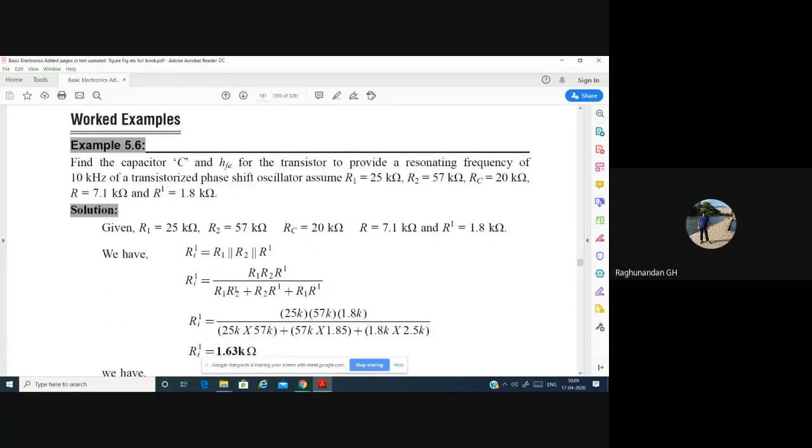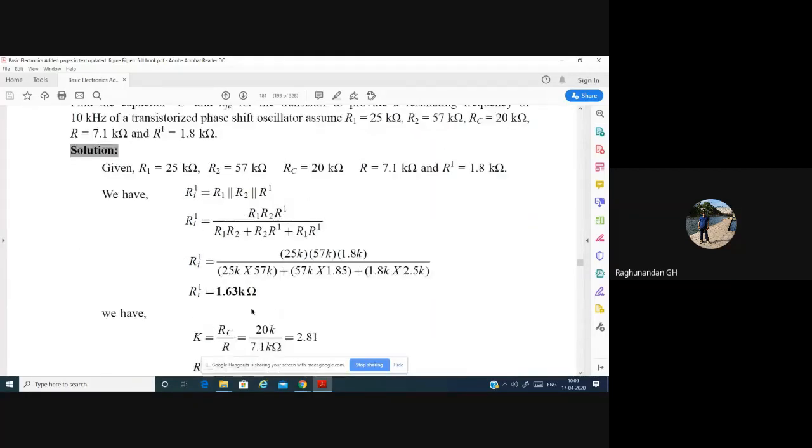So coming back to this, here they are asking, find the capacitor C and HFE for the transistor to provide a resonating frequency. All those things they have asked. So here R dash means the third pair of RC. While explaining the circuit, I said that to balance the load, we have one resistor in series with the amplifier circuit, that is R dash. Okay, so actually this part, starting from this part to this part, is extra that I have given.